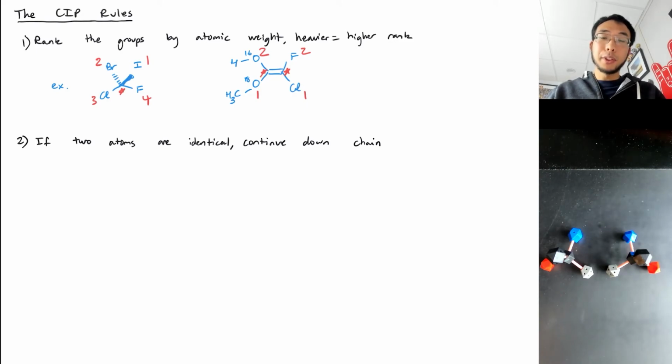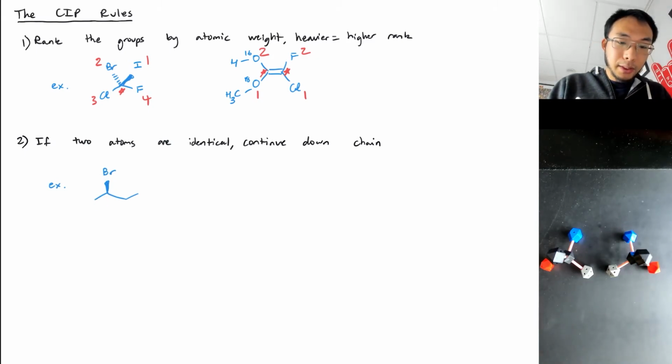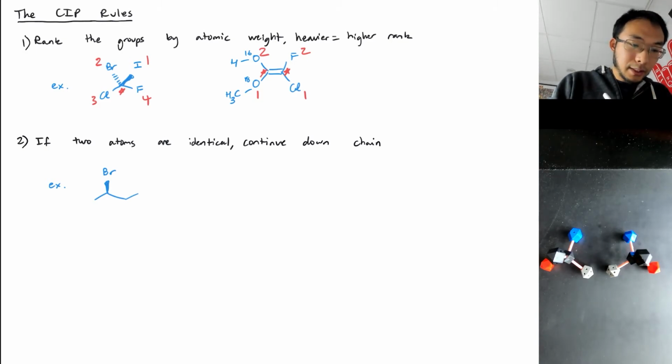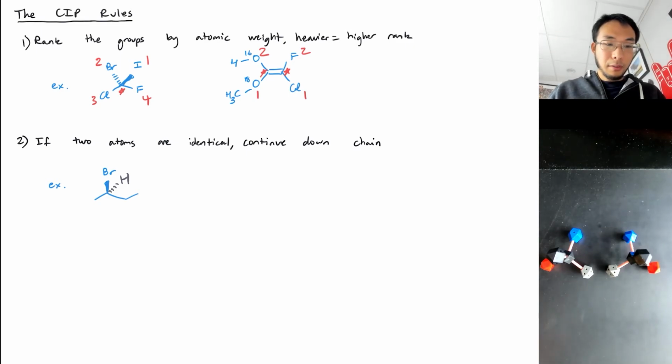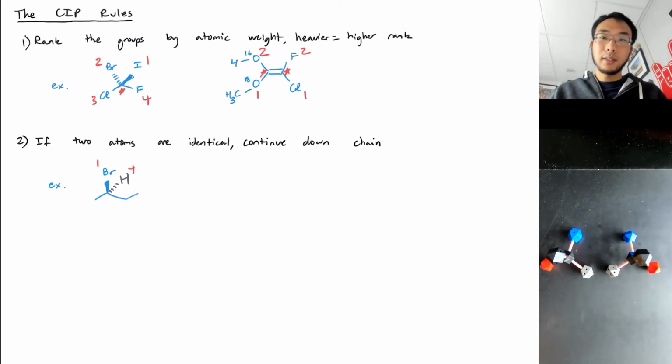So sometimes you'll do this ranking and you'll find that I have two atoms that are identical, right? I can't judge which one is heavier. And if that's the case, then you keep going further down the chain as much as you can, one atom at a time. So, for example, here, I would look at this carbon. I would remember that there is a hydrogen in the back that I haven't drawn. If I'm looking at this, I should be able to identify that bromine is the heaviest, so the highest ranked, and hydrogen is the lightest, so that's the lowest ranked.